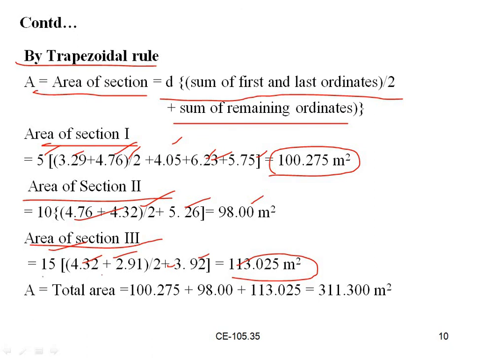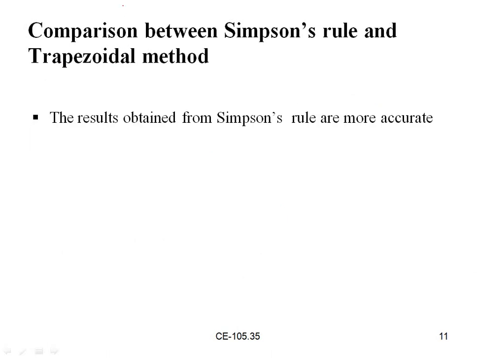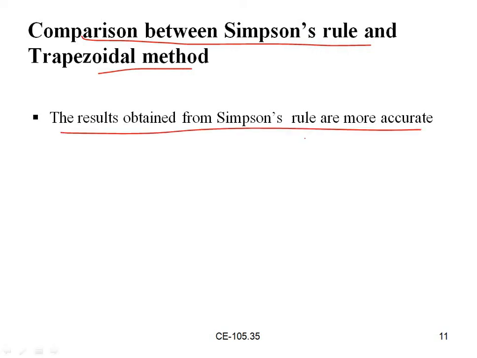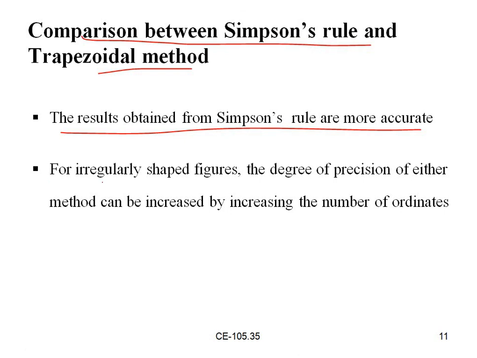So the total area is equal to 100.275 plus 98 plus 113.025. We will get 311.300 square meters. So this is the method of calculating by the trapezoidal rule. Then a comparison between Simpson's rule and the trapezoidal method: the results obtained from Simpson's rule are more accurate. For irregularly shaped figures, the degree of precision of either method can be increased by increasing the number of ordinates.